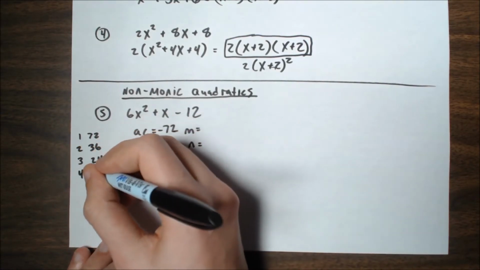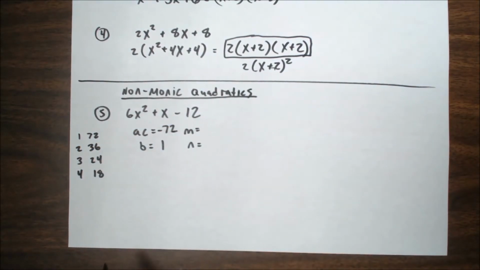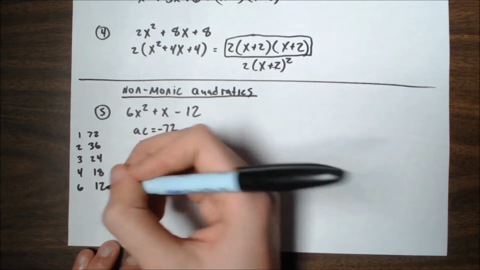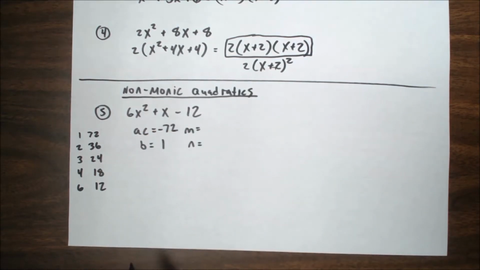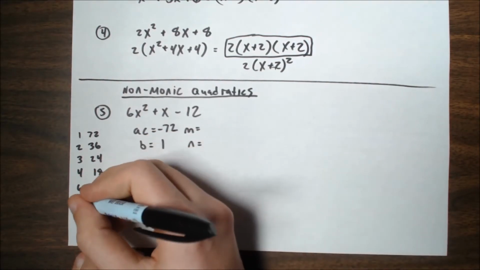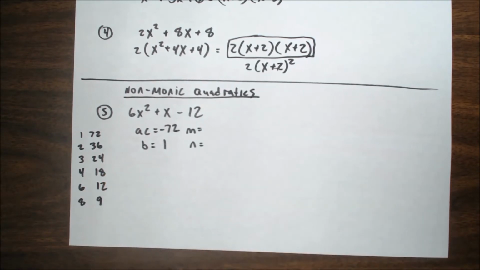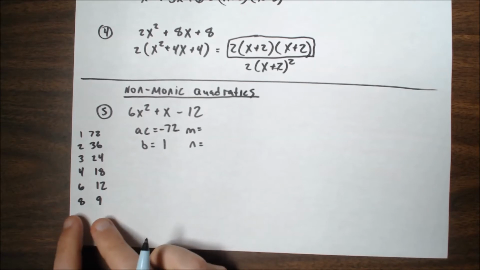4 and 18. That's not going to work. 5 doesn't go in. 6 and 12. Still doesn't make 1. 7 won't go in. What about 8 times 9? 8 times 9 is 72. Okay? Those look like they could make a 1, right?